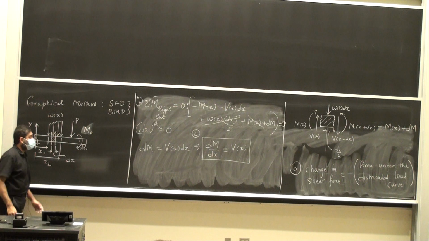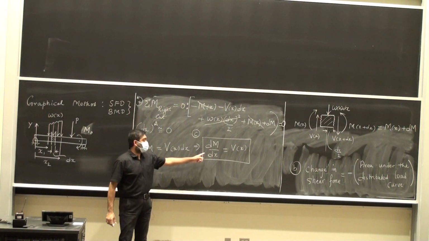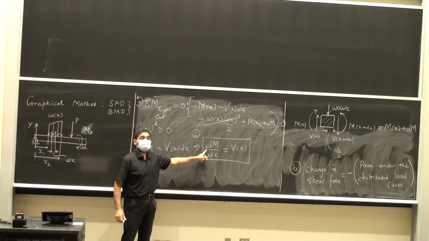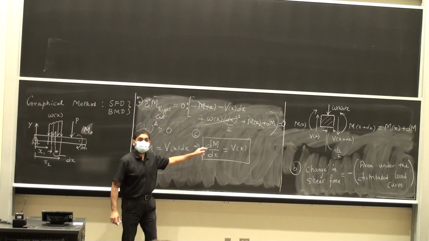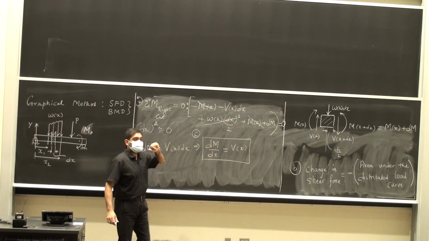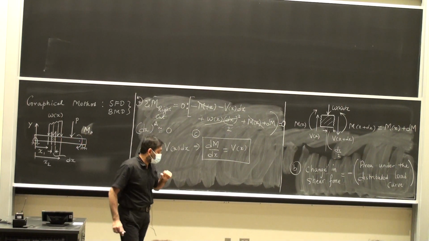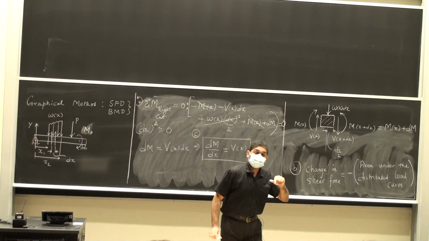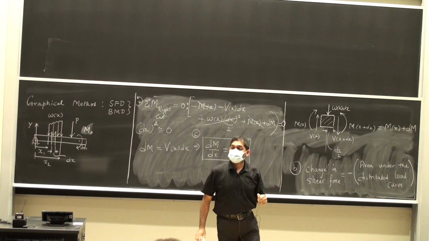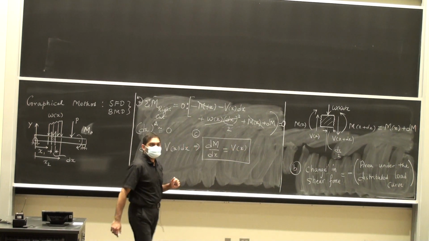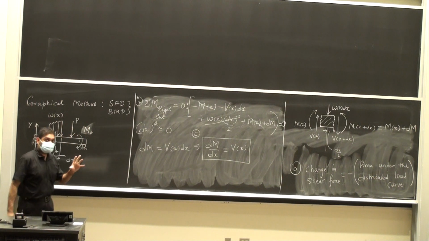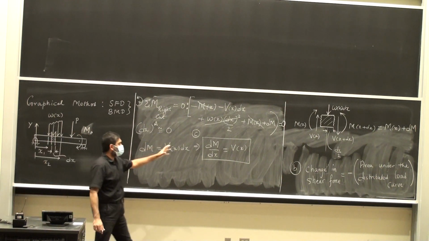What does this tell me? This tells me that dM by dx, which is the slope at any point in the bending moment curve, is equal to the shear force value at that point in the curve. Which tells me an even deeper truth: to first draw the bending moment curve, I need to have drawn the shear force diagram, because I'm getting everything for the bending moment from the shear force value.